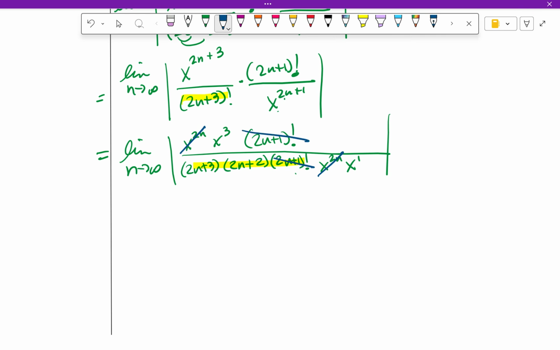Is there anything else that I can get rid of? Yeah, what would these guys become? X squared. Good, x squared in the numerator. So I've got the limit as n approaches infinity of x squared over 2n plus 3 times 2n plus 2.